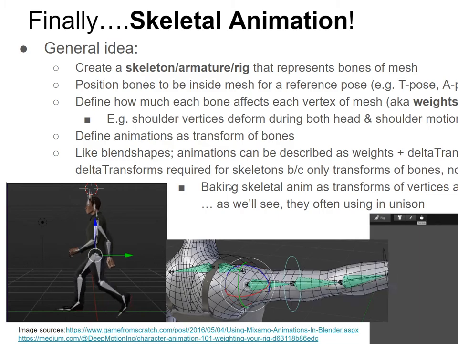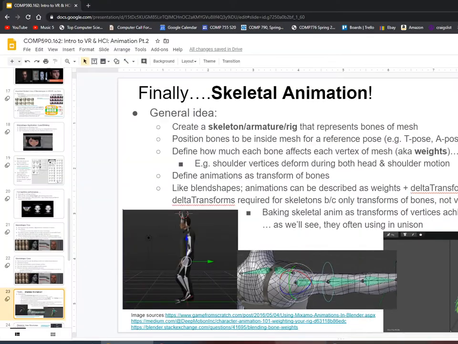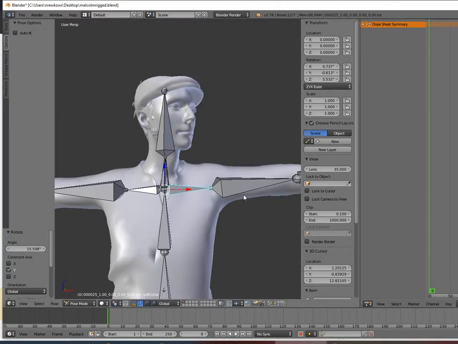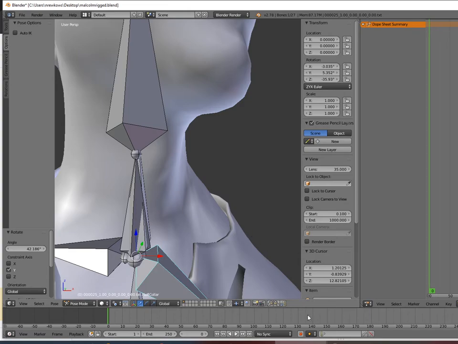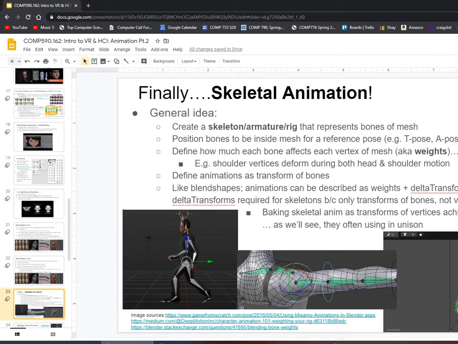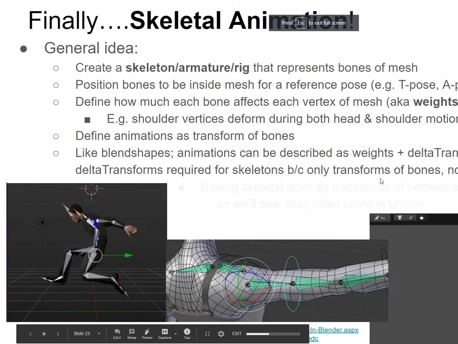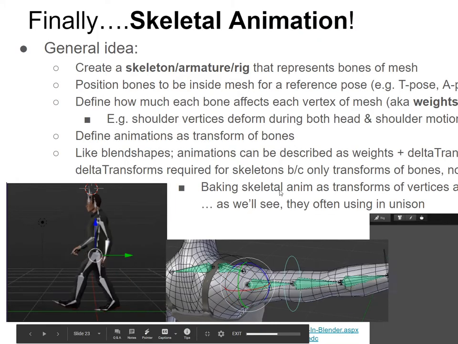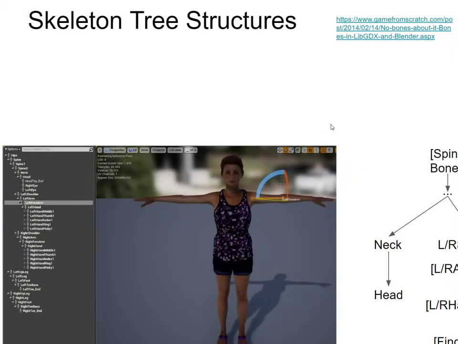If you were to do a skeletal transformation like this, and then bake the actual positions of these vertices at each frame, you could essentially achieve the same effect as a geometry cache or a blend shape. And as we'll see, we often use the methods in unison nowadays for more detailed animations.